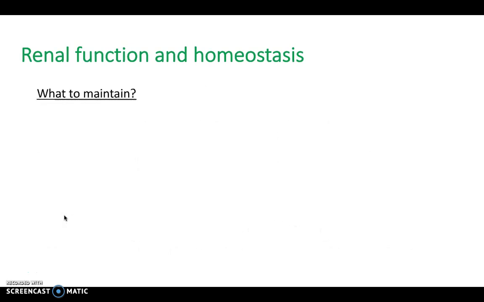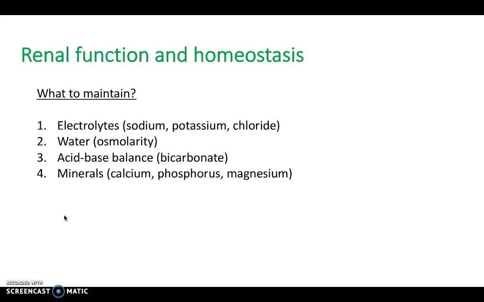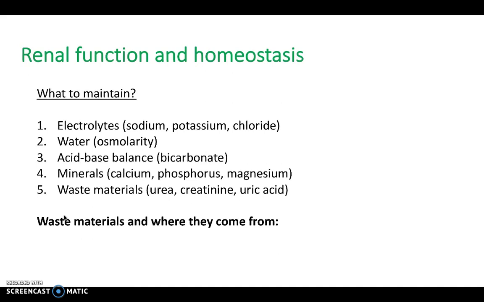So what do we have to maintain through the kidneys? Well, first of all, it's our electrolytes, so sodium, potassium and chloride. Our water, so our osmolarity. Our acid-base balance, so bicarbonate and H+. Minerals, so calcium, phosphorus and magnesium. And waste materials such as urea, creatinine and uric acid.